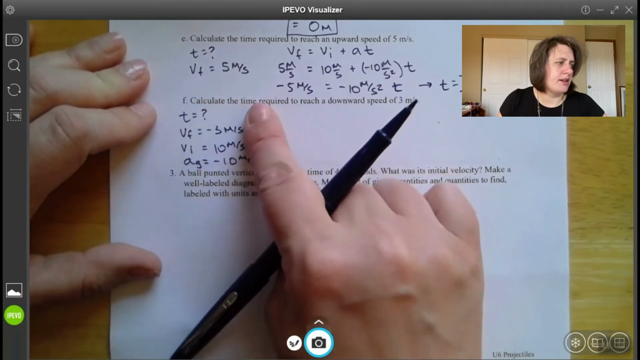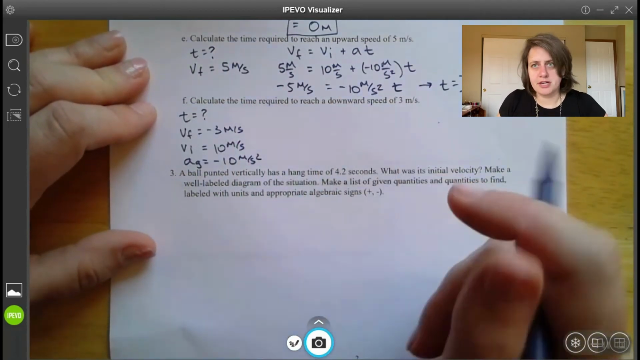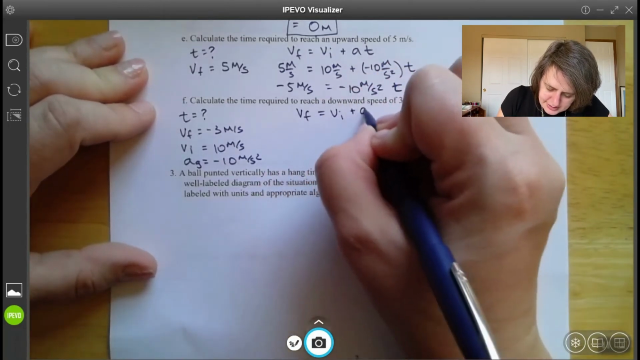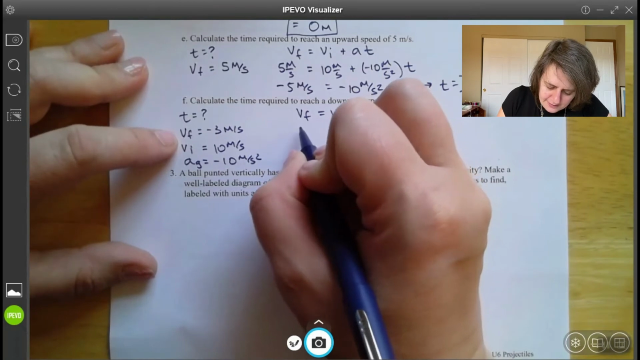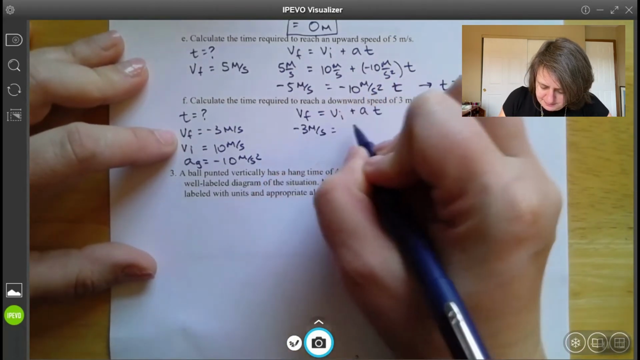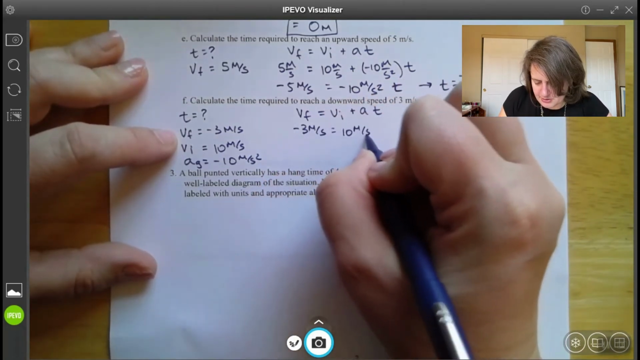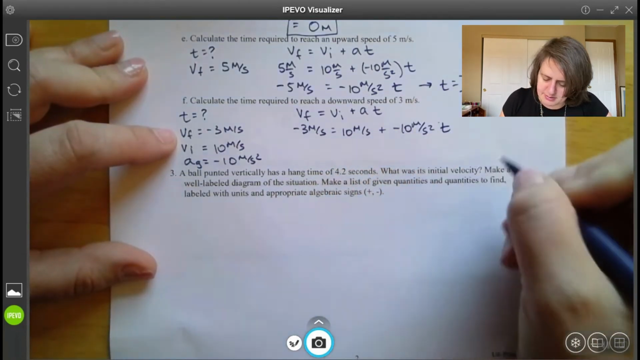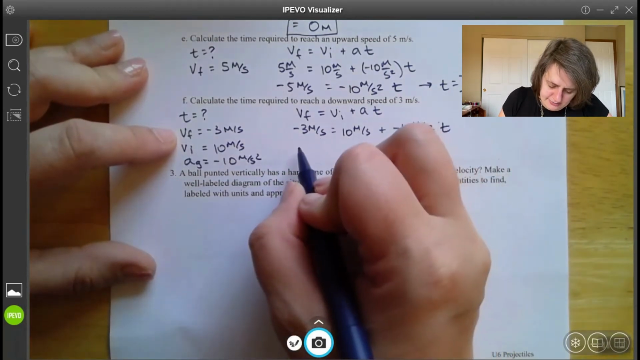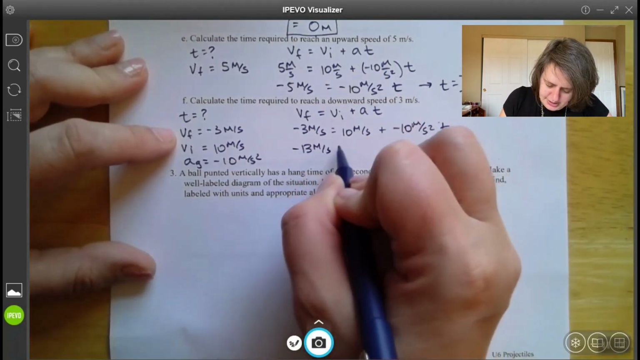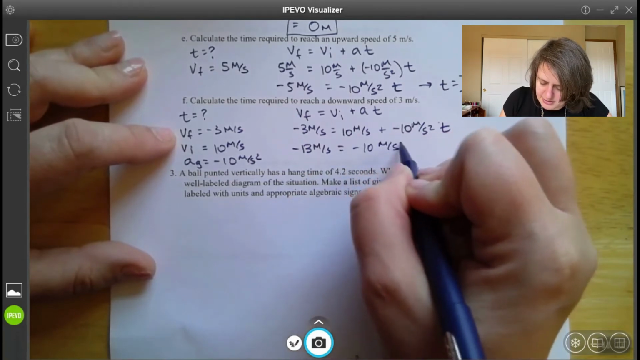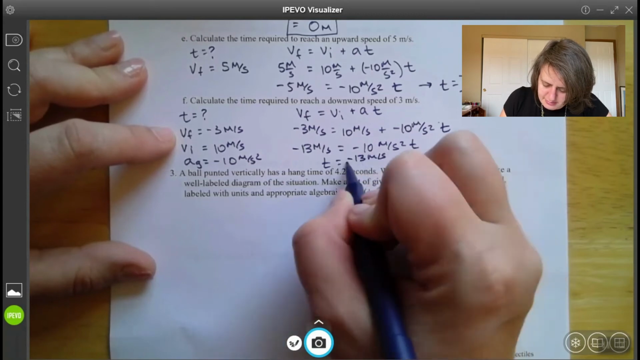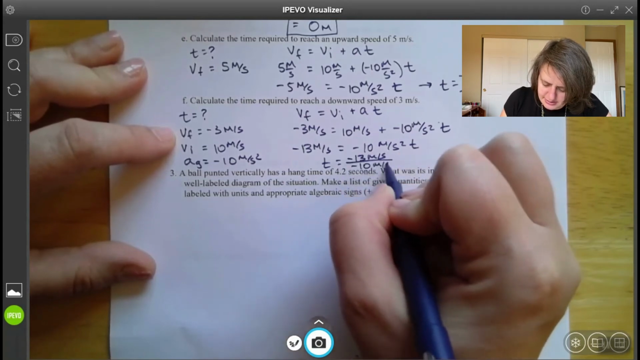Calculate the time to reach a speed. So we're trying to find final velocity again. So final velocity equals initial velocity plus acceleration times time. Here our final velocity is minus 3 meters per second equals 10 meters per second plus minus 10 meters per second squared times time. We're going to subtract 10 from both sides. So now we have minus 13 meters per second equals minus 10 meters per second squared times time. Time equals minus 13 meters per second divided by minus 10 meters per second squared.